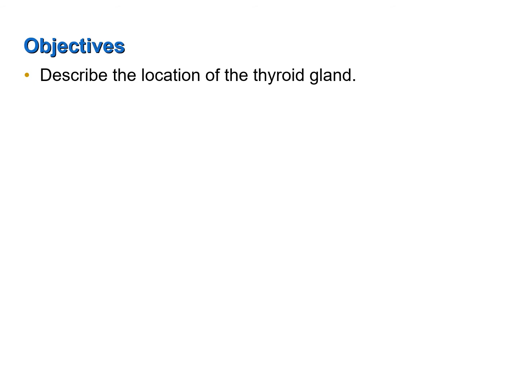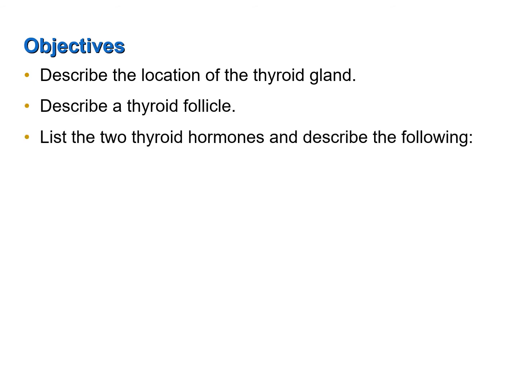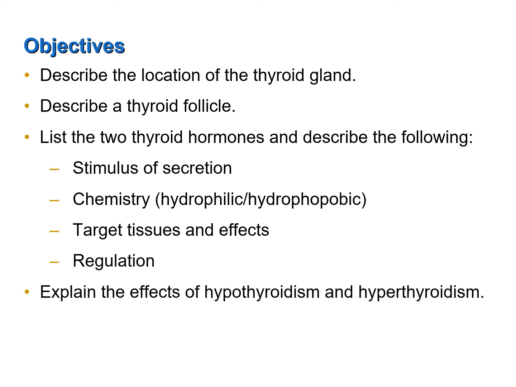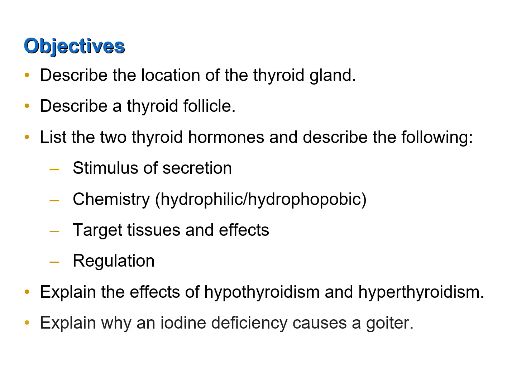Describe the location of the thyroid gland. Describe a thyroid follicle. List the two thyroid hormones and describe the following: stimulation of secretion, chemistry, hydrophilic or hydrophobic, target tissues and effects, and regulation. Explain the effects of hypothyroidism and hyperthyroidism, and explain why an iodine deficiency causes a goiter.